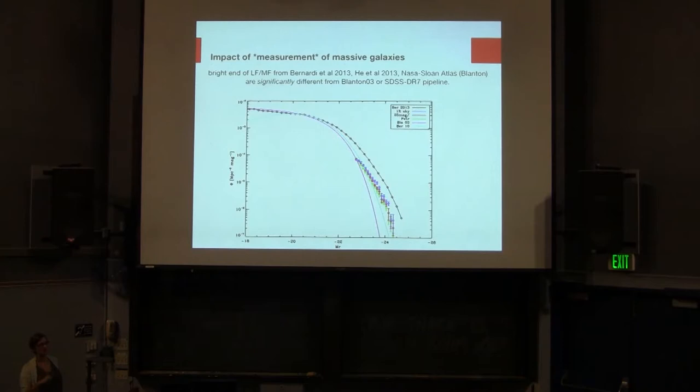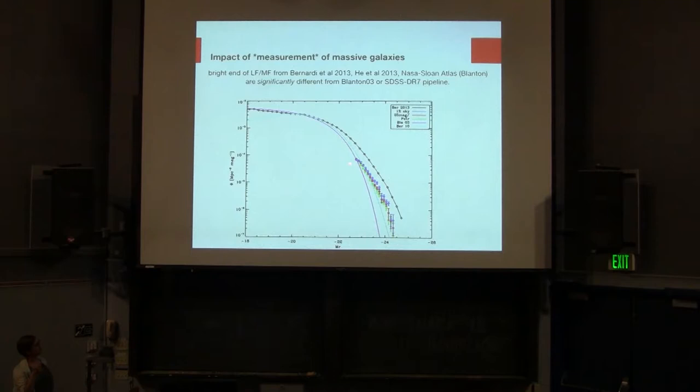Most of the abundance matching results in the literature have used the Sloan DR7 catalog, which has a luminosity function pretty similar to this magenta line. So all of the clustering results from Sloan, all of these group catalogs that you're looking at, are based on this line.